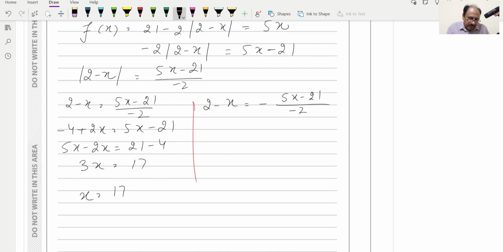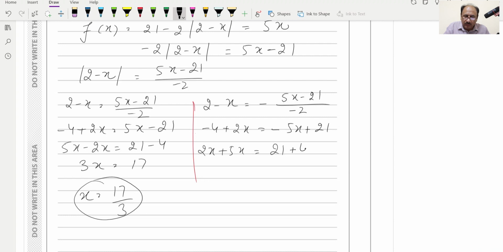So 17 over 3 will be one value, and the second value from this side we can solve this side as well. So it will be minus 4 plus 2x, and this will be equal to minus 5x plus 21. Adding like terms again, 2x plus 5x is equal to 21 plus 4, which is equal to 25. So 7x is equal to 25, so x is equal to 25 over 7.